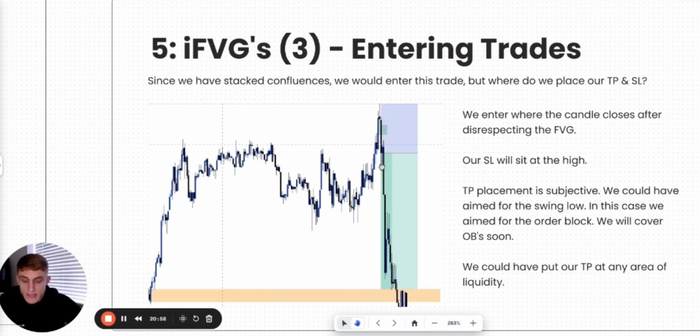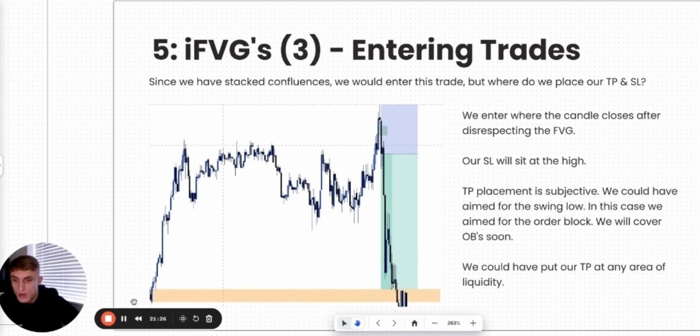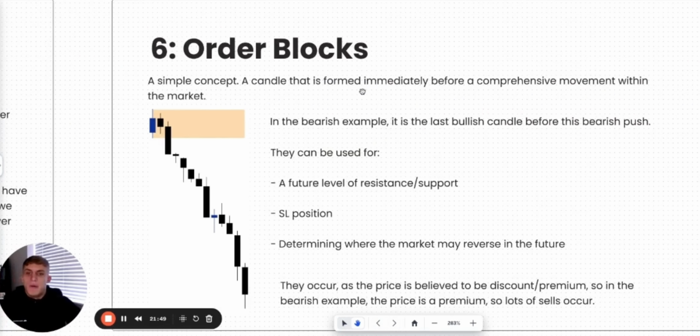Take profits are quite subjective. So what we could do is go for this swing low here. We could go for this order block here. But because in this example we had such a strong indication, a really strong fair value gap and a liquidity sweep of equal highs on the resistance level, what I've done is aim for this order block right down here, because I thought the market was really, really bearish. So, a little bit more about order blocks.